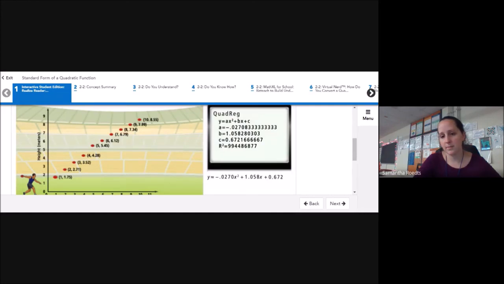X in your model stands for the horizontal distance of the discus from Esteban. Since you want to predict the height where the horizontal distance is 15 meters, substitute 15 for the horizontal distance in the model. Then simplify. Based on this model, when the discus is 15 meters away from Esteban, it will be at a height of approximately 10.5 meters.